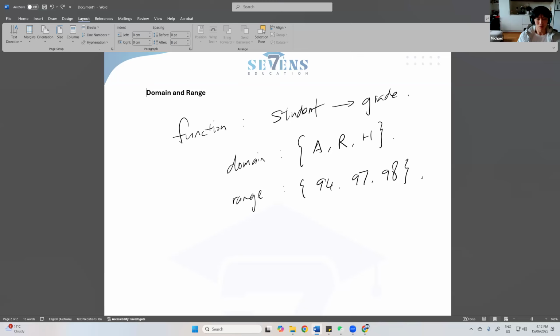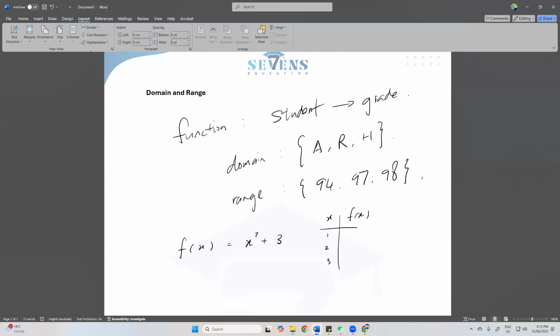We could also have a more specific example. For example, the function itself could be x squared plus 3. Adriana, please tell me, if your x is 1, what is f(1)? I'm asking what is f bracket 1. If you don't know, this notation means you put 1 into the function. So you put 1 here and see what you get. So it's 4, yes.